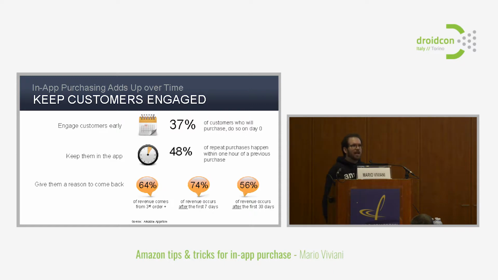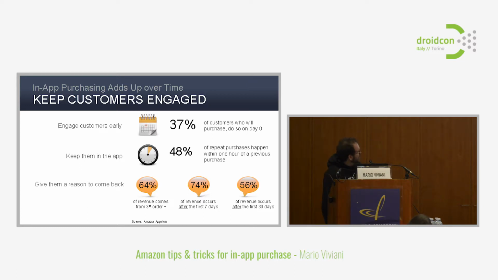As we've just seen how important it is to engage on day 1, but actually, after the third order from a specific user, what comes after that is usually 64% of revenue. And if you get them to come back after 7 days, what happens after the first 7 days is 74% of the revenue. And if you manage to get a user to come back after 30 days, after a month, what happens after that is 56% of revenue. So think about how important it is to keep your users engaged, to train them on making purchases.